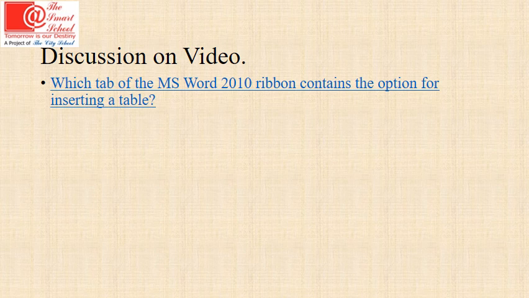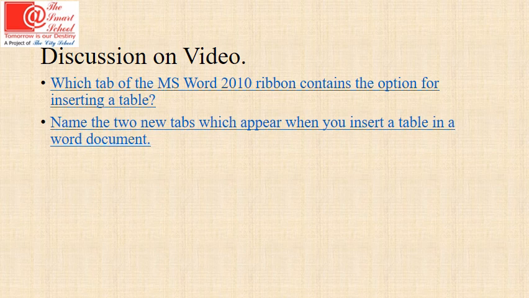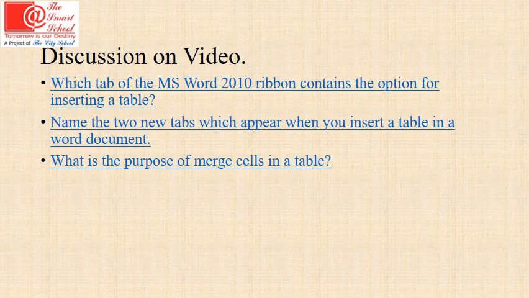Can you answer which tab of Microsoft Word 2010 ribbon contains the option for inserting a table? Which two new tabs appear when you insert a table in a Word document? What is the purpose of merge cells in a table? What is the meaning of split cells?